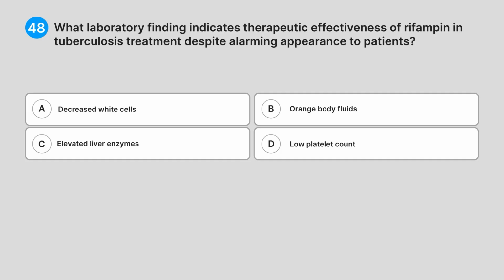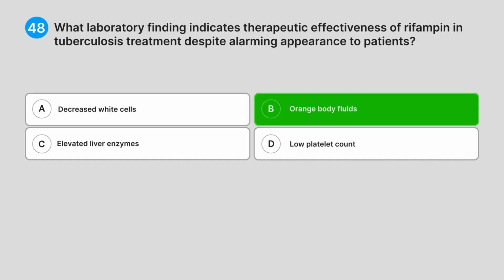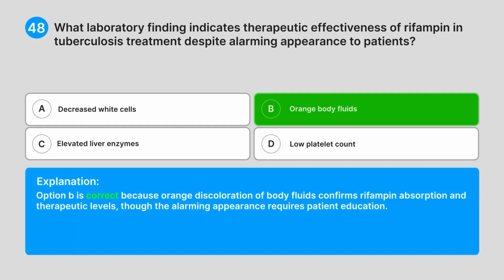Correct answer, B. Orange body fluids. Explanation: option B is correct because orange discoloration of body fluids confirms rifampin absorption and therapeutic levels, though the alarming appearance requires patient education.